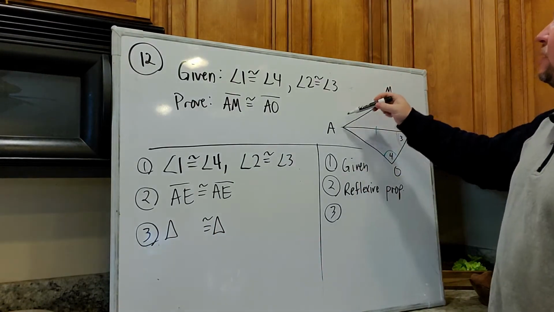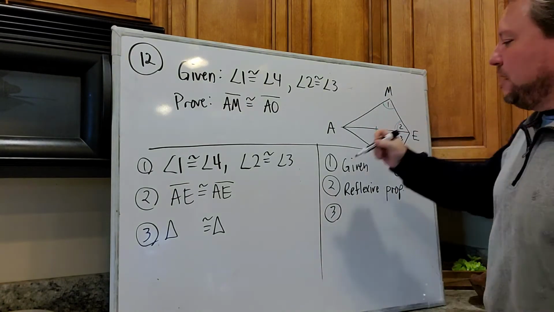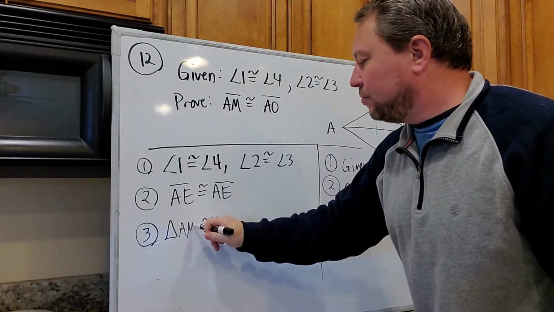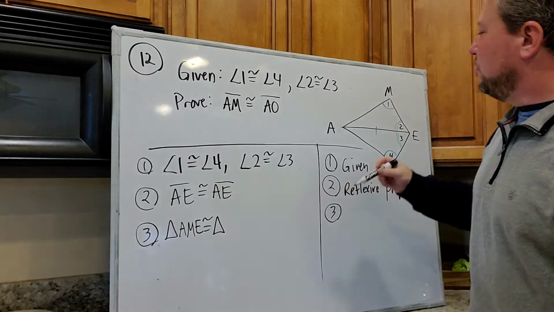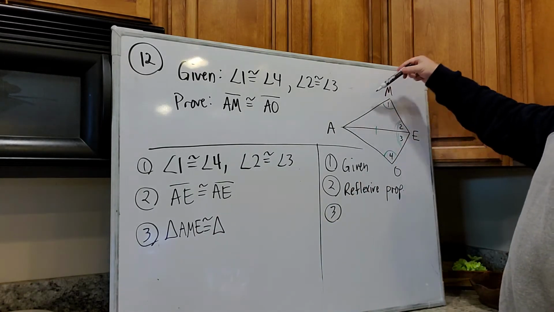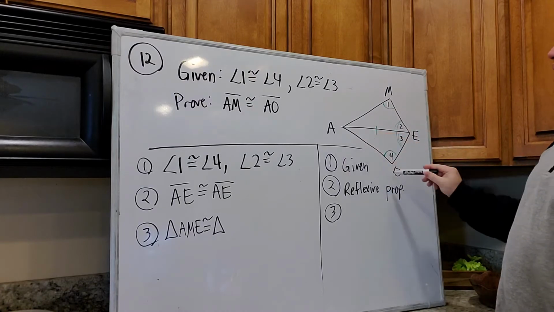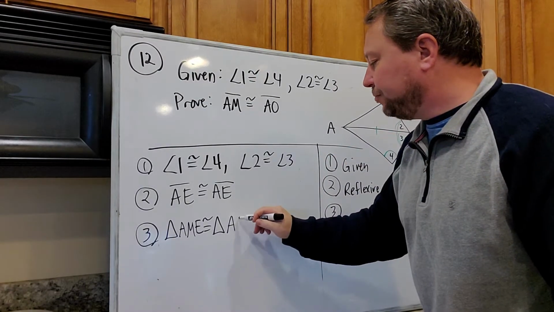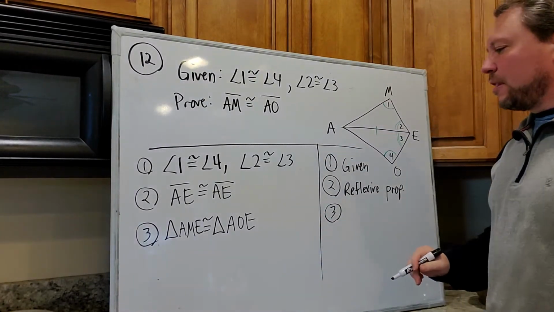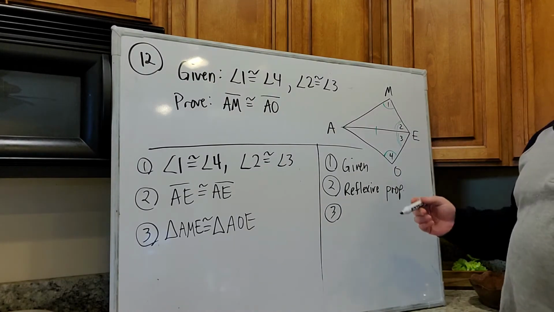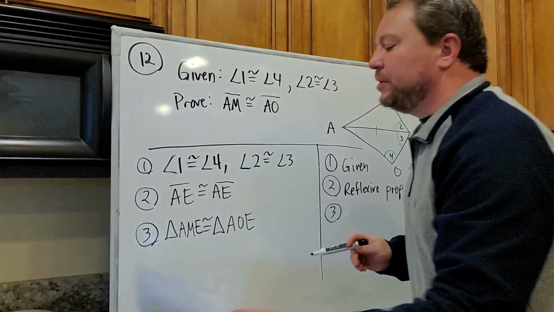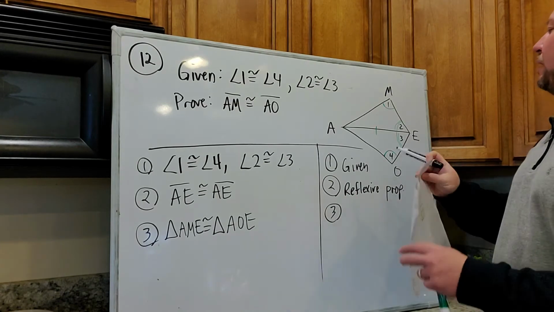So I'm going to say that the top triangle AME is congruent to the bottom triangle, which, if that one's called AME and this is a reflection I see, it'd be AOE. Okay, and when I look at my picture, that's what gives away which shortcut I'm going to be using to prove the triangle is congruent.